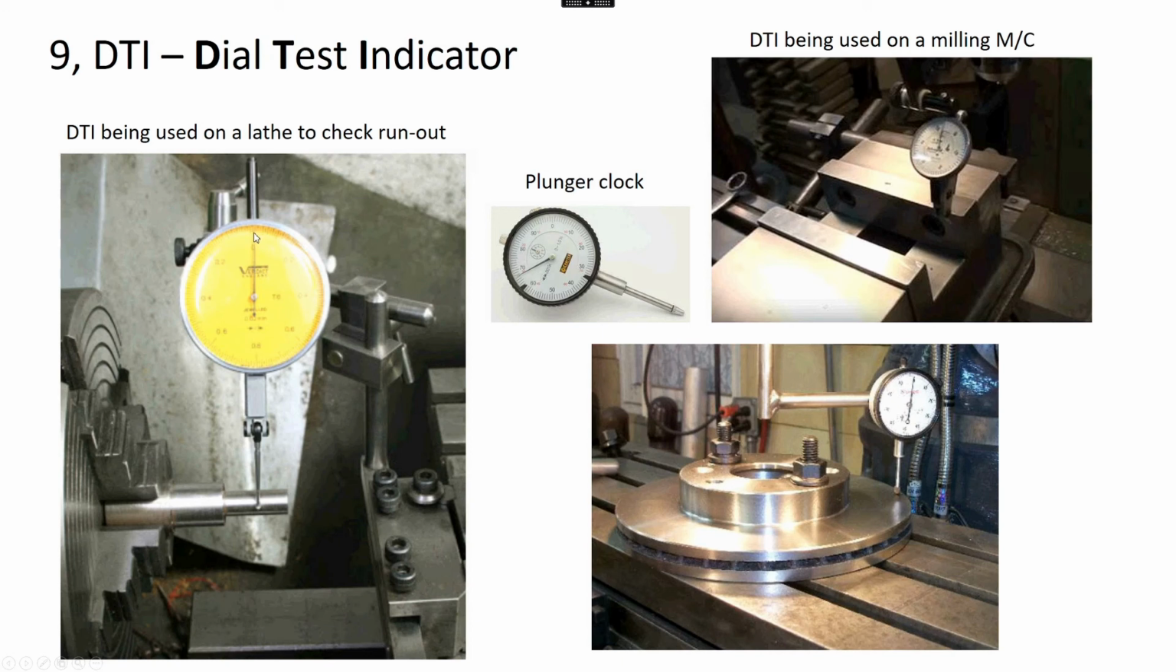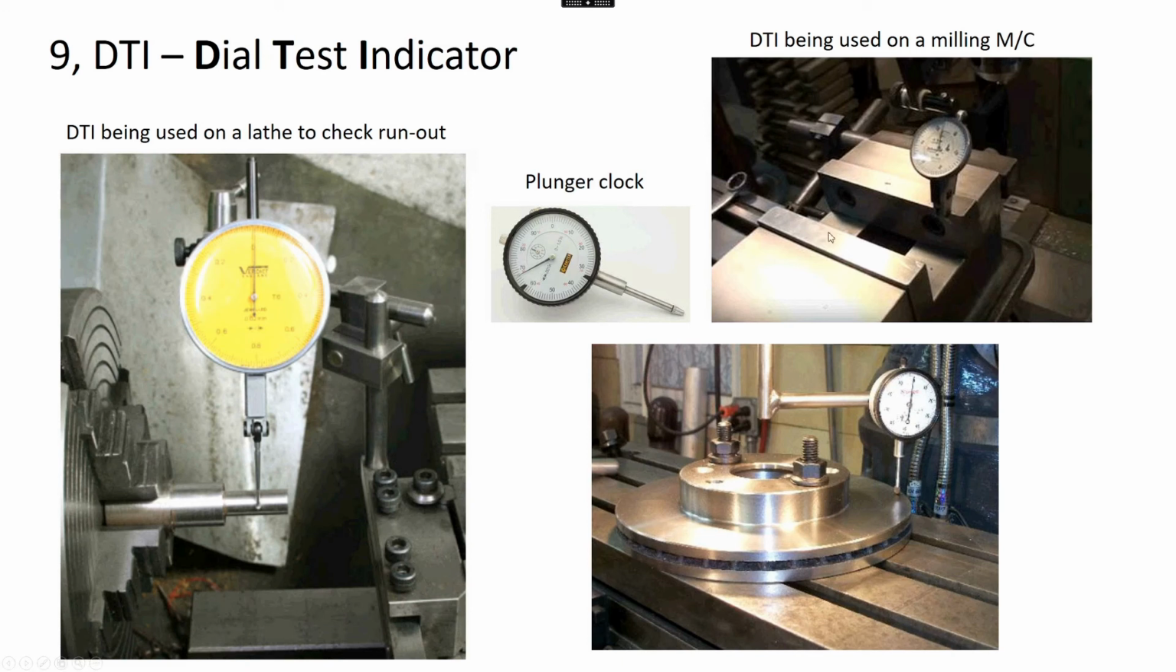On some DTIs the distance from here to here can be only 0.025, or a thou, for example, rather than 0.2. So they're a lot more accurate. More accurate clocks you might use for clocking up on a cylindrical grinder, for example, something where you need that little bit more accuracy.